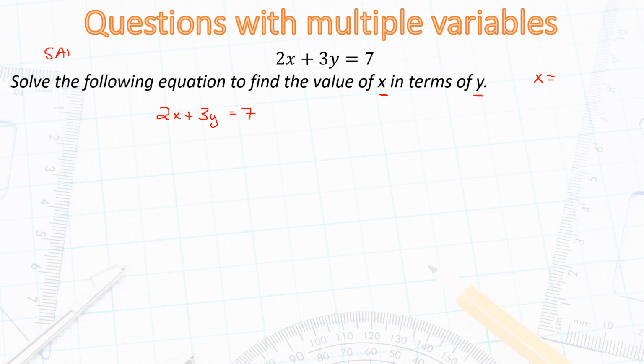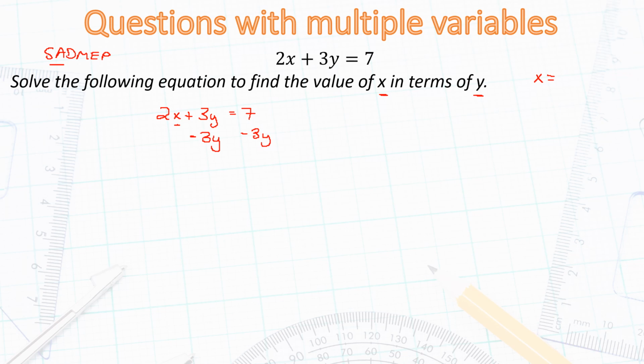Thinking of reverse PEMDAS. This is the confusing part, because what we're actually going to do is take that entire term 3y and move it over to the side. So if I want x, 2 is being multiplied, 3y is being added, and addition and subtraction we're going to get rid of first. So we're going to subtract 3y, the entire term, from both sides.